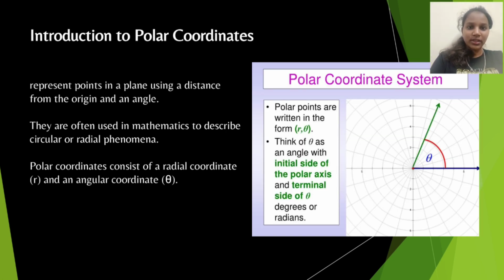Introduction to polar coordinates. Polar coordinates represent a point in a plane using a distance from the origin and an angle. They are often used in mathematics to describe circular or radial phenomena. Polar coordinates consist of a radial coordinate r and an angular coordinate theta. Polar points are written in the form (r, theta). Theta is an angle between the initial side, the polar axis, and the terminal side, measured in degrees or radians.